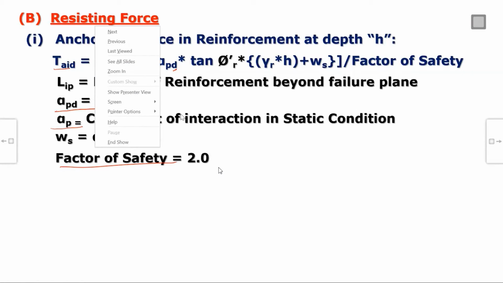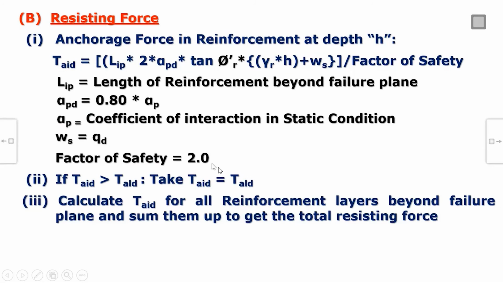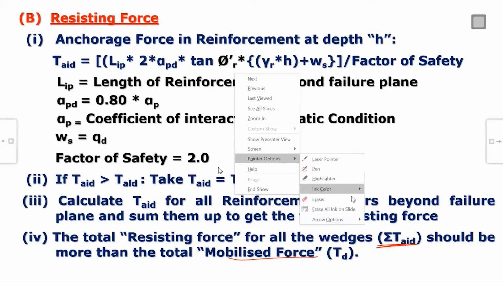So again, calculate the anchorage force in each reinforcement, then calculate the total, and calculate the TID for the total. So the total in dynamic condition, whatever is the mobilized resisting force, it should be more than the mobilizing force. So this is the dynamic stability check.